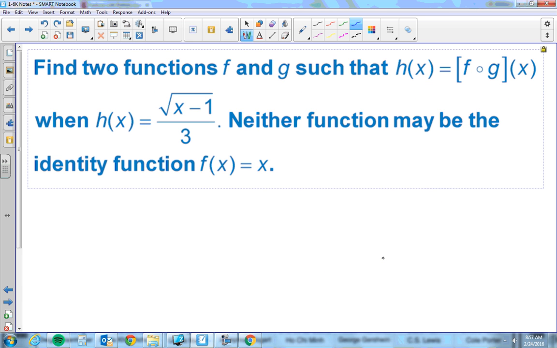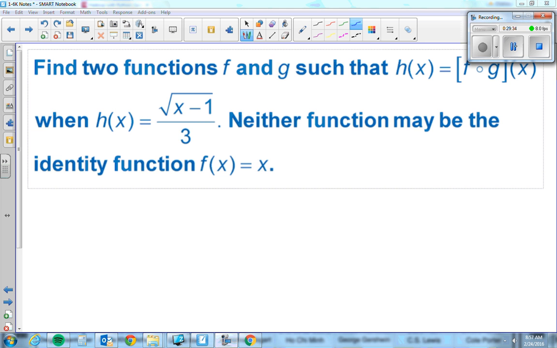You try this one. There's no simplifying or anything to do. So just figure it out. So in everyone's answer, the divide by 3 had to be part of f.